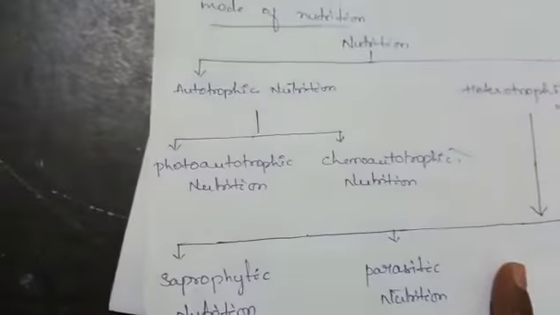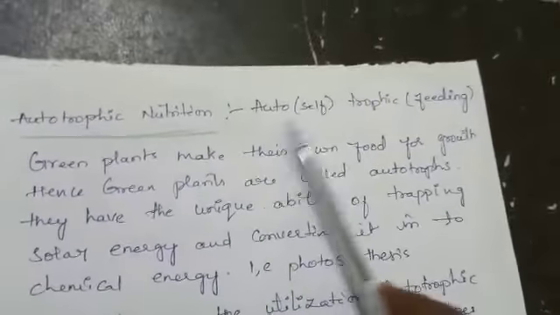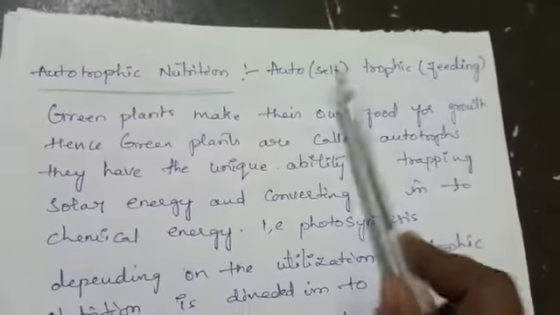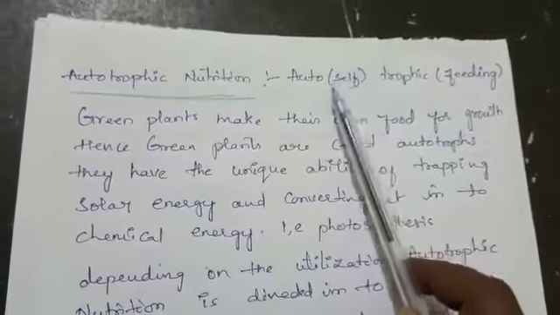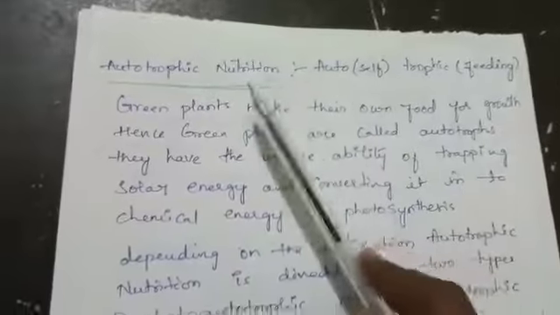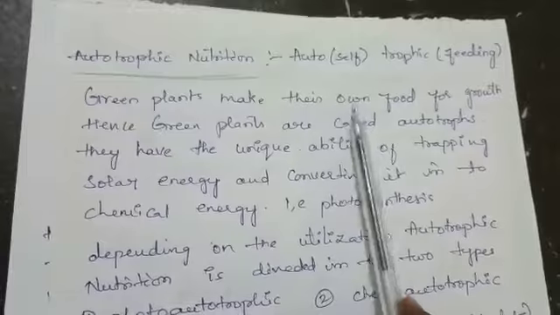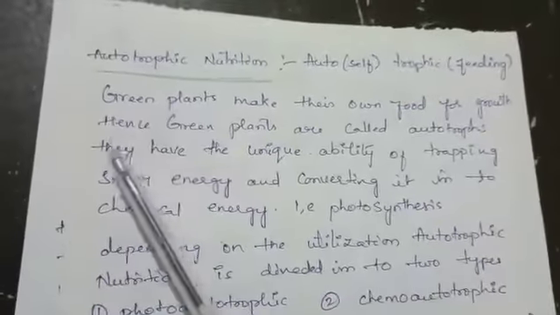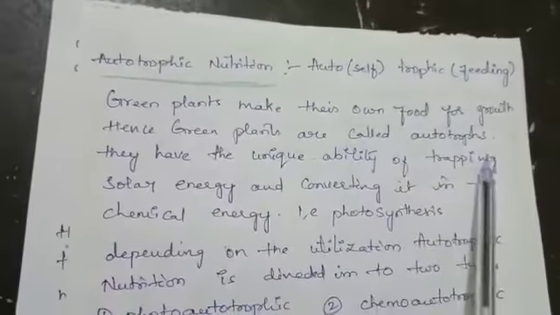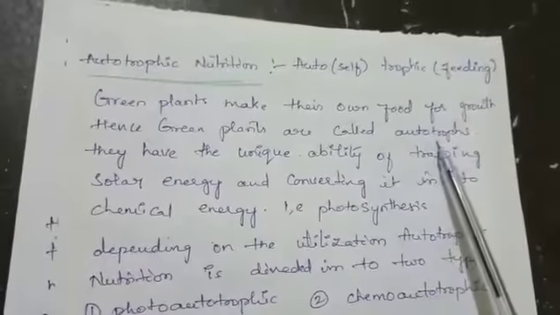Now, let us know in detail about these types of nutrition. First is autotrophic nutrition. What is autotrophic nutrition? Auto means self and trophic means feeding. It means in this type of nutrition, the organisms take food by themselves. Like green plants, they make their own food. We just give water to them, but they make their own food for growth, and hence green plants are called autotrophs.